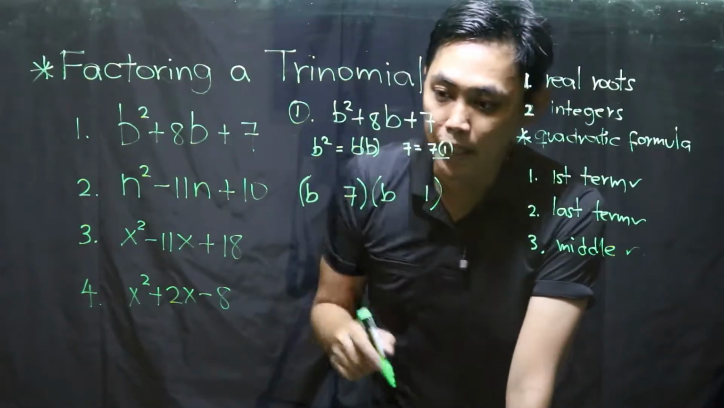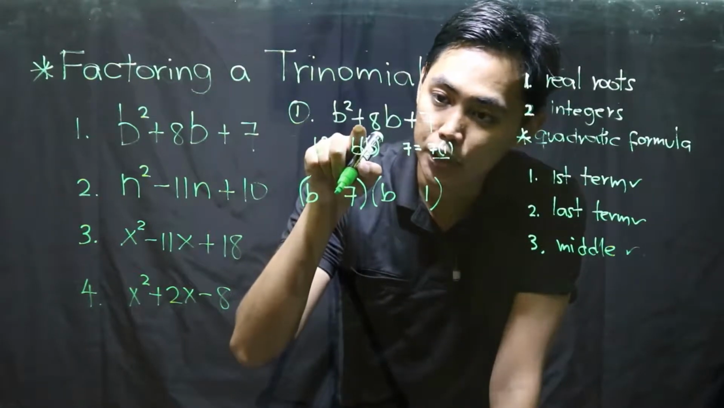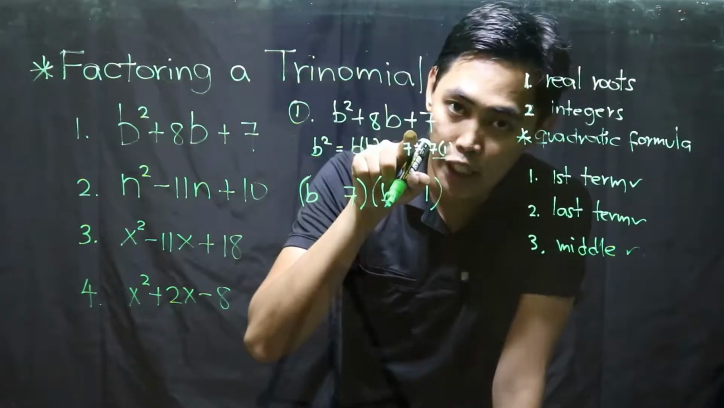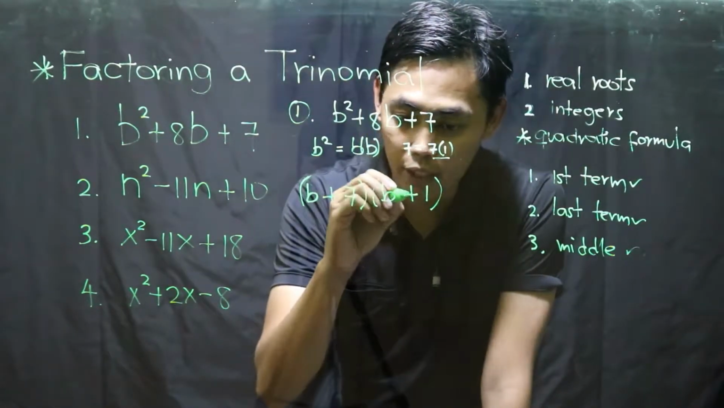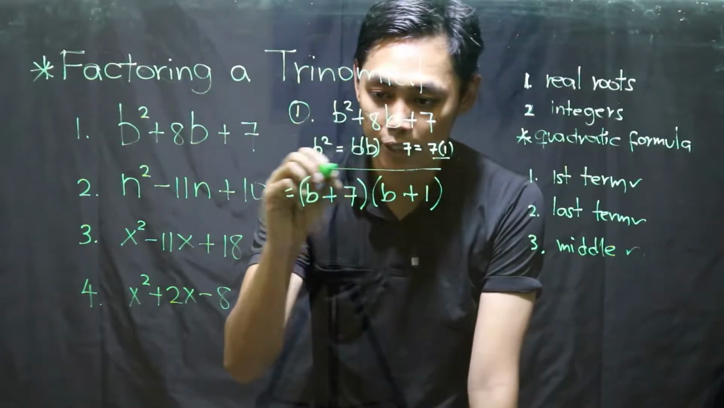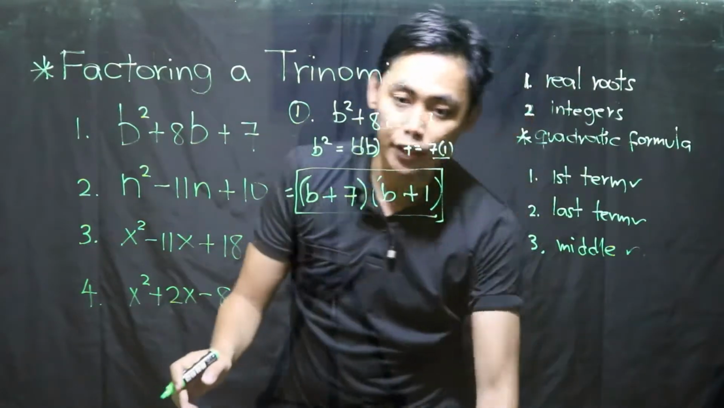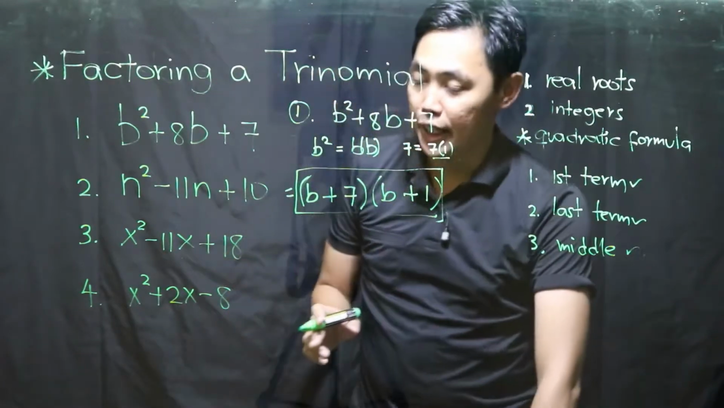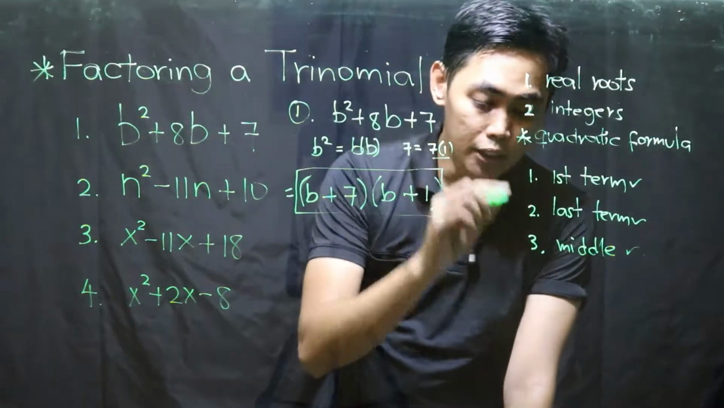So it all matches. Now, we have a sign here that is positive, and another sign here that is positive. So it's easy to write positive and positive there. So this is our answer. Don't worry, we will solve more here so that you can better understand the factoring process.